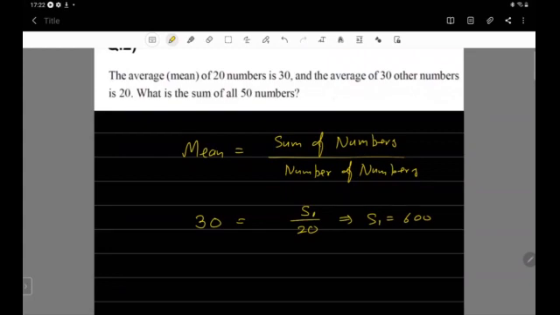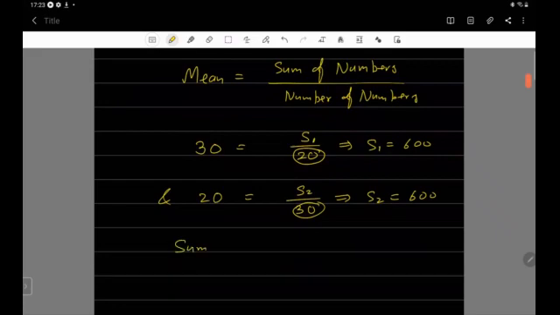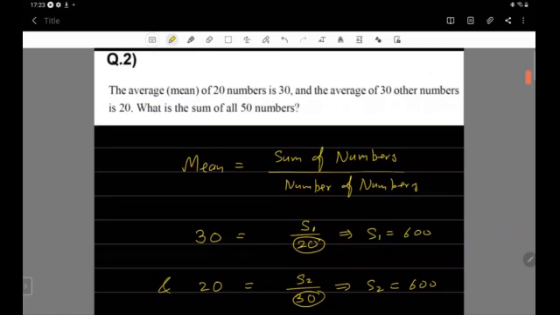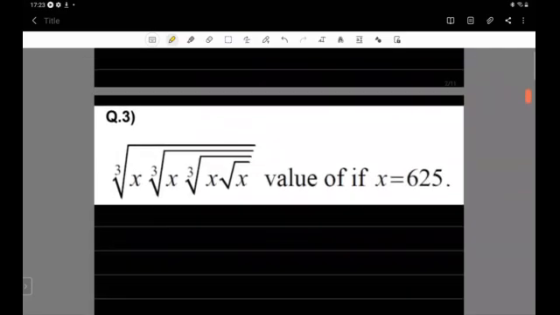The average of 30 other numbers is 20. So this time the mean is 20, and let's call the sum S2. So this time it is S2 upon 30. When you cross multiply, you get the same thing, 600. So what is the sum of all 50 numbers? Here we have these 20 numbers, and here we have 30 other numbers. The total sum is going to be 600 plus 600, which is 1200. And that's your answer. This question was very easy. 4 marks were actually gifted to you. I don't think there could be a reason that you would not get question number 2 correct, right? Let's move to question number 3.